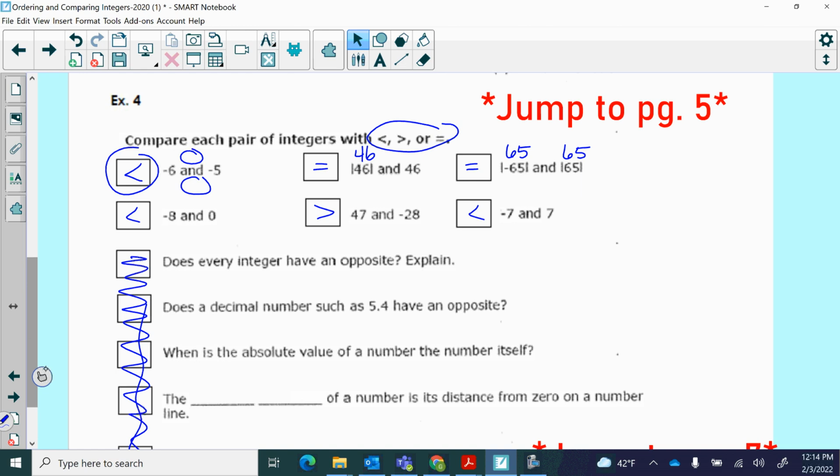A negative to a positive. Negative will always be smaller than a positive. The big difference here, guys, is that on this one we have the absolute value signs. The absolute value is just talking about how far from 0 it is, so that's always positive. If I don't have absolute value signs, then I'm comparing the actual integers.